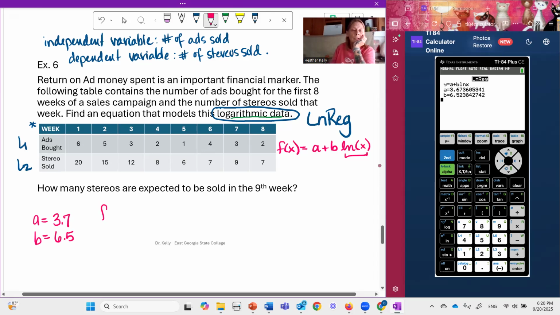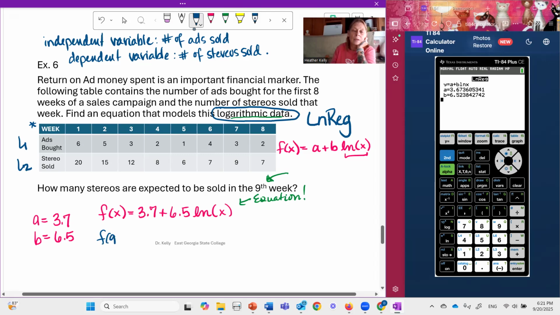And our equation is going to be f of x is equal to 3.7 plus 6.5 ln of x. This is our equation. Remember, the equation has to have the x still in it. All right. And then it says how many stereos were sold in the 9th week. So let's figure that out.